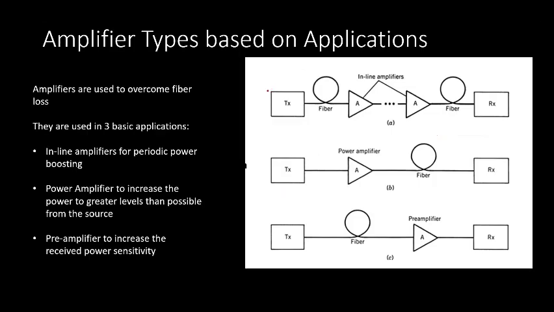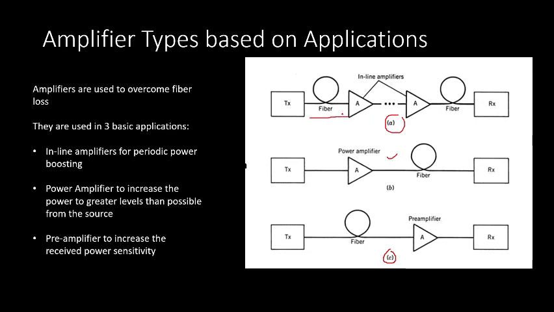Yeah, this slide is particularly of application type based on different amplifiers. So we can use an amplifier in practical applications in three ways. First is your inline amplifier, which is shown here, second is the power amplifier, which is also known as booster, and third is your pre-amplifier. So here the inline amplifier is basically used in long haul systems, in which we have periodic power boosting done by a series of amplifiers.